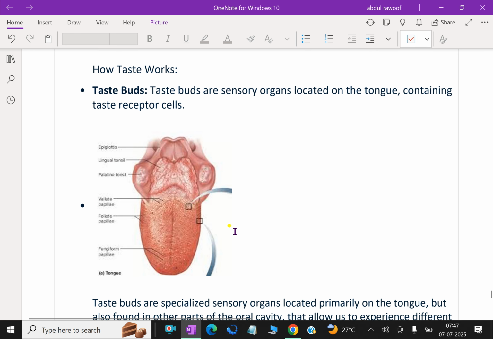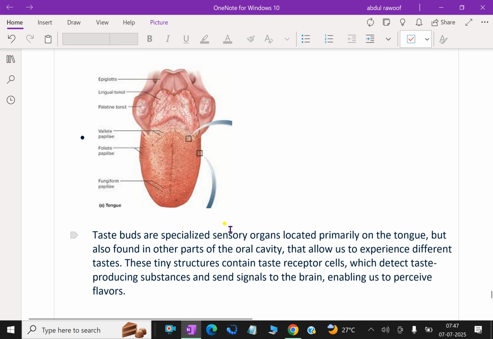How taste works. First, taste buds. The taste buds are sensory organs located on the tongue containing taste receptor cells. Taste buds are specialized sensory organs located primarily on the tongue but also found in other parts of the oral cavity that allow us to experience different tastes. These tiny structures contain taste receptor cells which detect taste-producing substances and send signals to the brain, enabling us to perceive flavors.